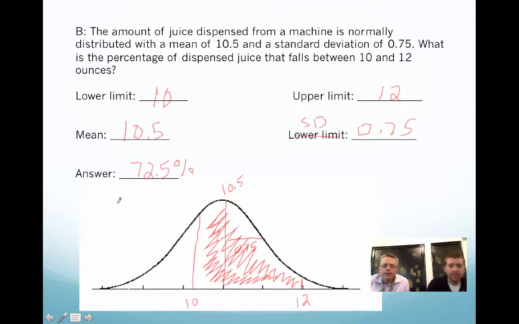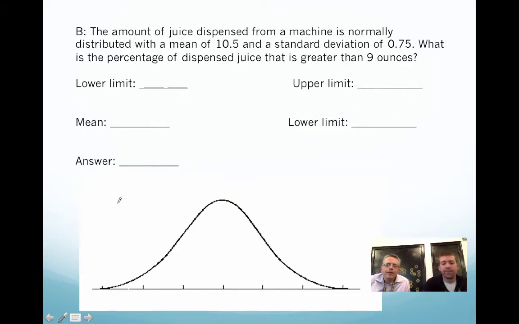Let's try another one. Same problem. This time, what percentage of dispensed juice will be greater than 9 ounces? Now we're going the other way. I was jumping ahead before. So 9 is probably down here. This was our 2%.